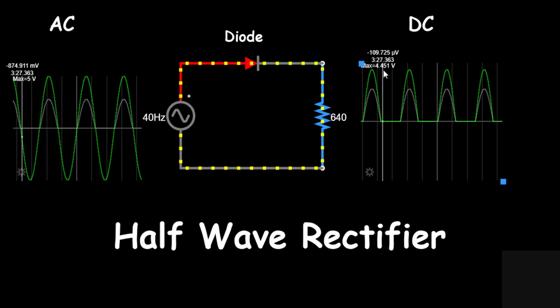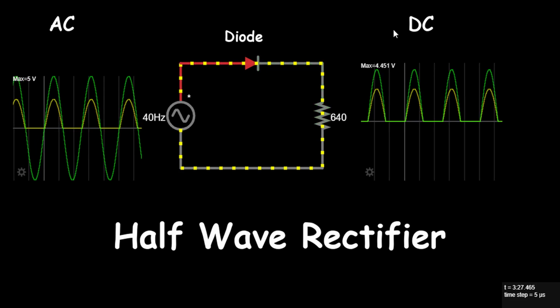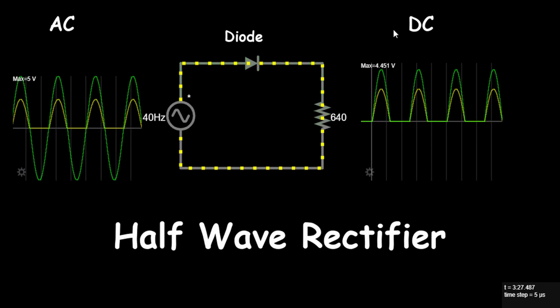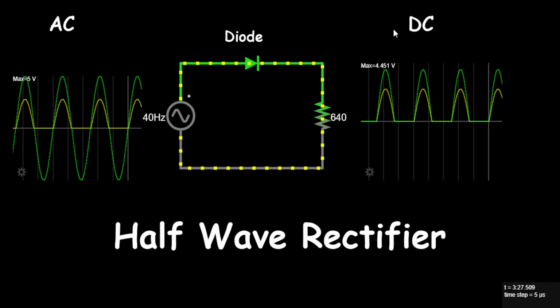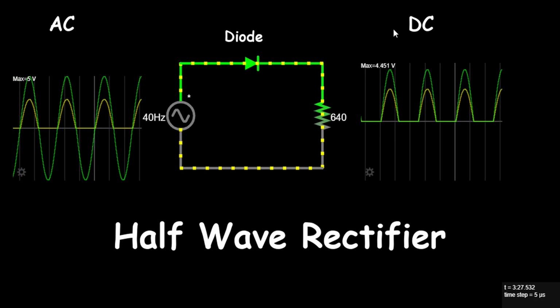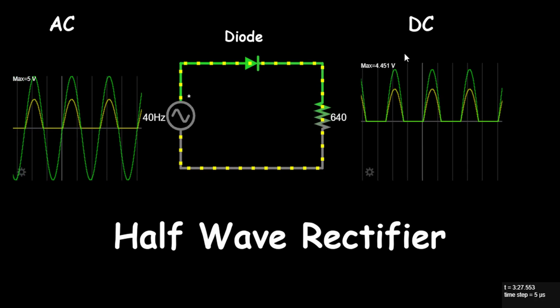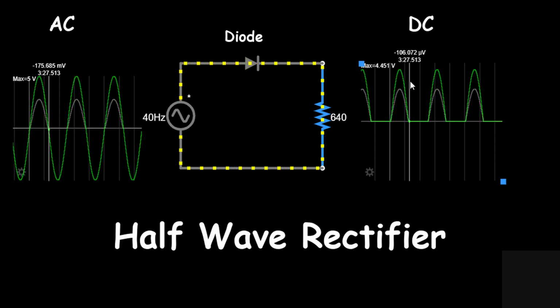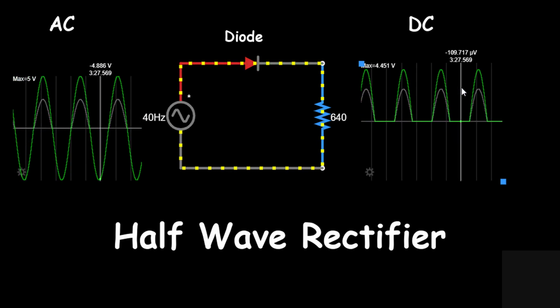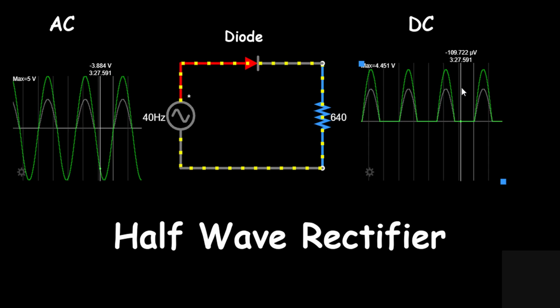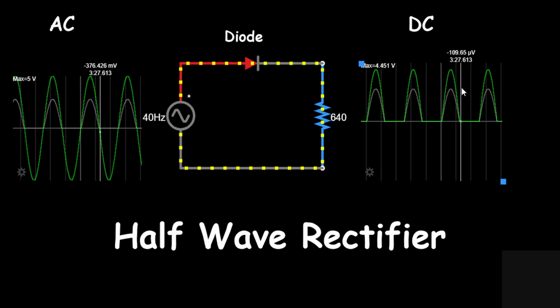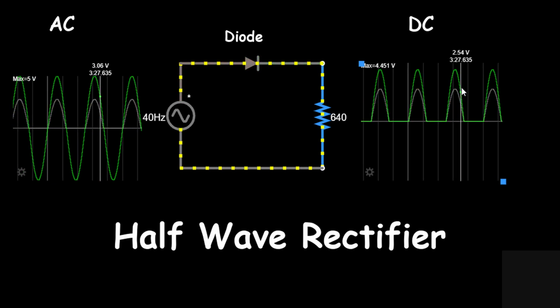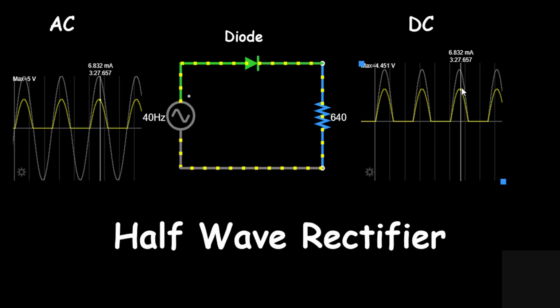Let's discuss some practical considerations of using a half-wave rectifier. One significant factor is the presence of ripple in the output voltage. The output is not a smooth DC voltage but a pulsating one with the same frequency as the input AC signal, in this case, 40 Hz. This ripple can be reduced using filtering techniques, such as adding a capacitor across the load resistor.